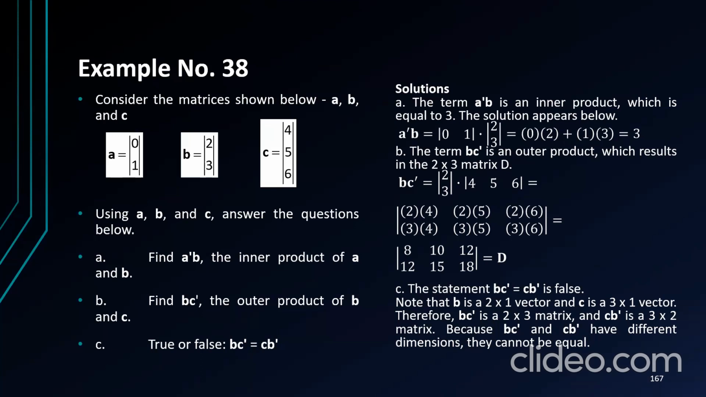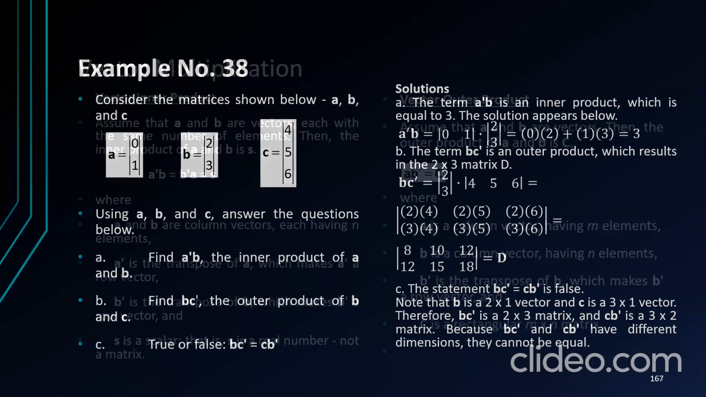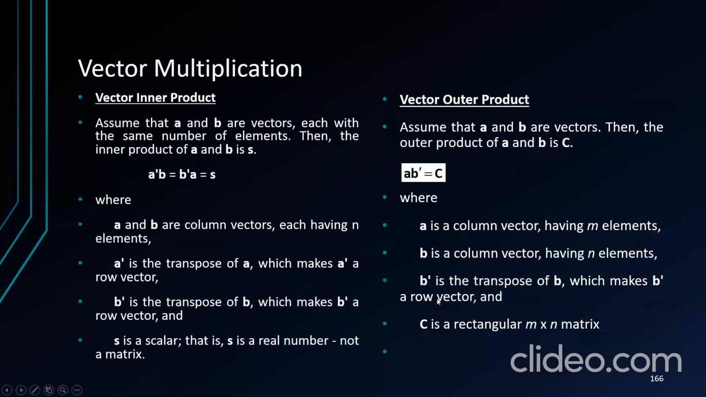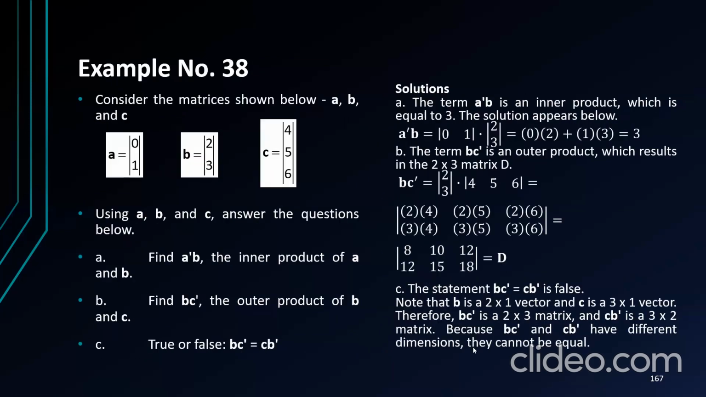A matrix. So the statement, di ba yung BC prime, ang labas niya is matrix. Sabi dito sa outer product. Saan? Ito. C is a rectangular matrix M by N. Okay. So let us see the statement BC prime and CB prime is false.